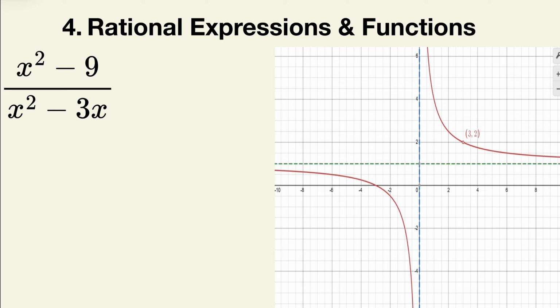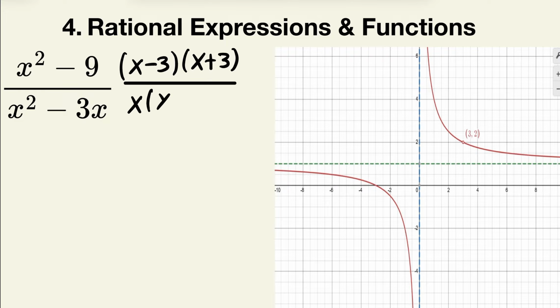As far as the numerator is concerned, that's the difference of squares. So it factors to x minus 3 times x plus 3. And then for the denominator, x squared minus 3x factors to x times x minus 3.